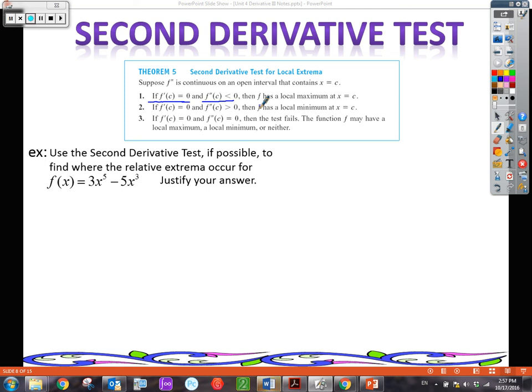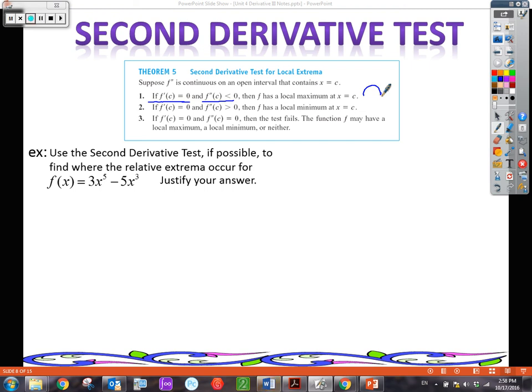So let's think back to concavity that we just did. If the second derivative is negative, that means that we're concave down, right? And if we're concave down, it would make sense that that extrema would be a relative maximum, right?